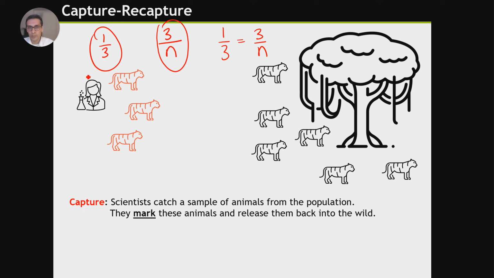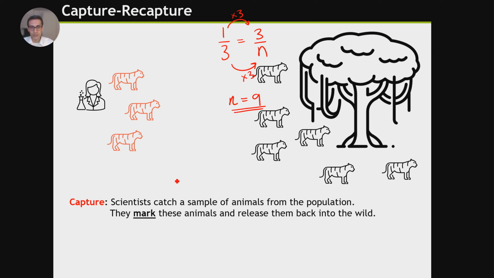Now, if you know how to cross multiply, you can use that to work n out. But in this case, the numbers are so easy that you could just use equivalent fractions and say, if that's times 3, this is also going to be times 3. Therefore, n is equal to 9. And that's the total population of tigers.